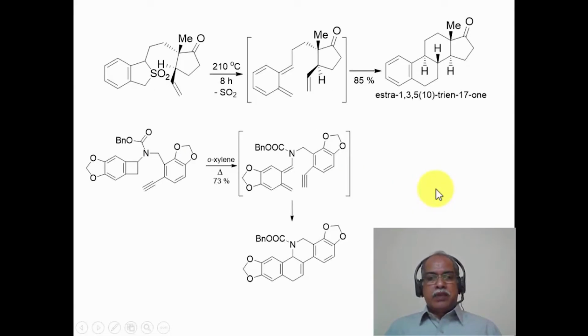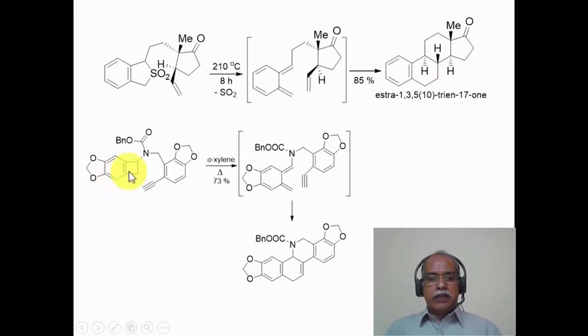These are some interesting examples of the diene being generated in situ during the course of the heating. In this particular case, this sulfolane, the benzosulfolane, is heated. Sulfur dioxide is eliminated. It is a cheletropic reaction. You will see some examples of cheletropic reaction at a later stage. For the time being, assume that the sulfur dioxide elimination results in the formation of the ortho-quinodimethane in this particular case. This vinyl group is a built-in vinyl group. So this tether essentially brings the vinyl group in close proximity to the diene, and as a result of that, the Diels Alder reaction takes place to give an estrone as the product in this particular case.